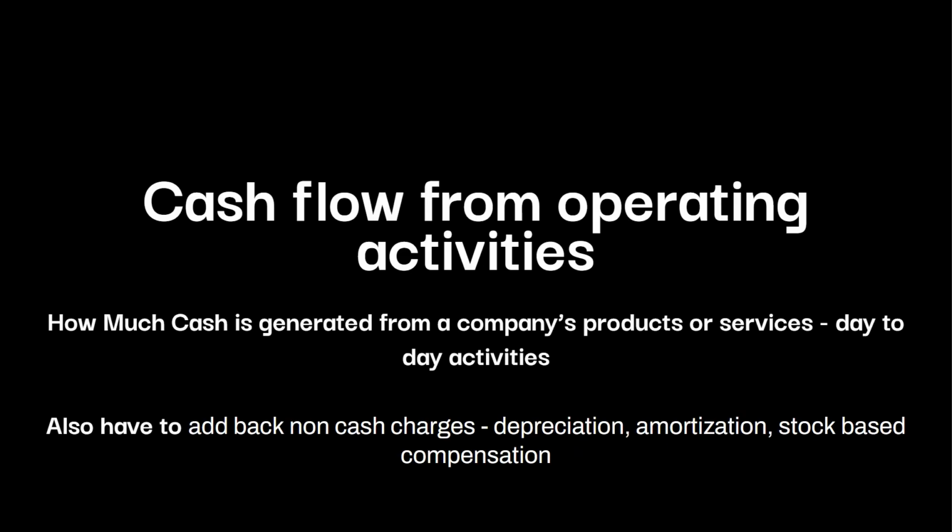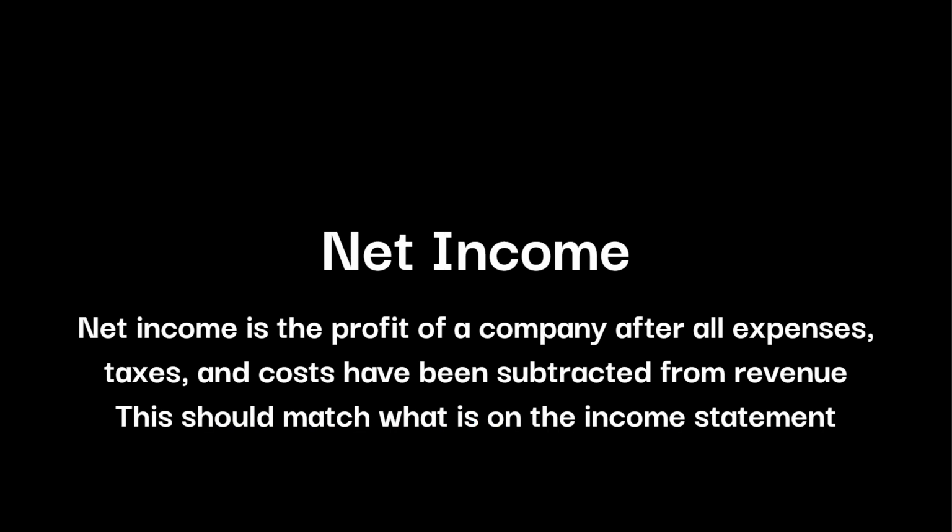In part one, let's take a look at operating activities. So cash flow from operating activities is how much cash is generated from a company's products or services day-to-day activities. Also, you have to add in your non-cash charges: depreciation, amortization, and stock-based compensation. So we have to start off with our net income. Net income is the profit of a company after all expenses, taxes, and costs have been subtracted from revenue. This should match what is on the income statement.